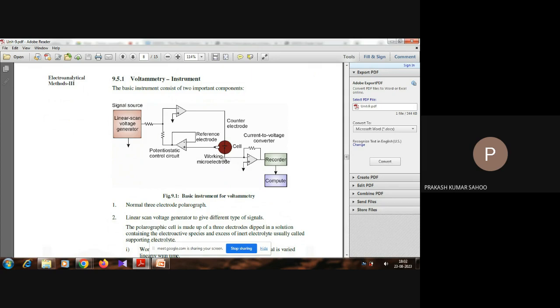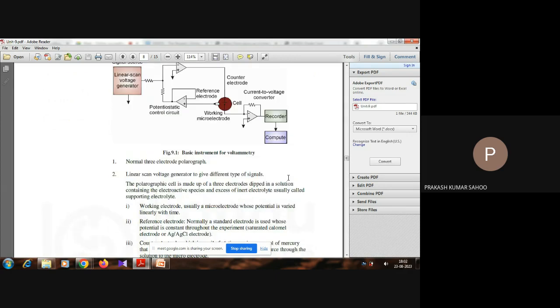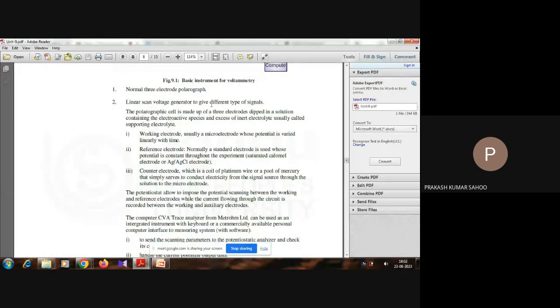In the working electrode, the role is just the reduction, and it acts as the cathode. The counter electrode is the anode, where oxidation is supposed to happen, and the role of the reference electrode is to maintain a constant potential. Then we record the current to voltage converter here, which will convert the generated current to voltage, and we have the computer section here. So this is a normal three electrode polarograph.